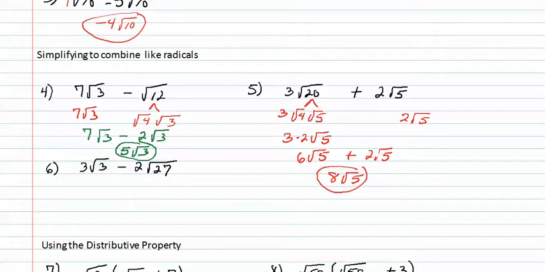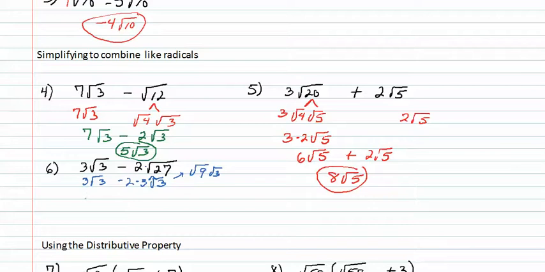Okay, number 6. I look and I say, okay, can't do anything with this 3 radical 3. I keep my negative 2. Can I now simplify that? I'm going to do it over here to the side. Can I do a radical 9 and a radical 3? What's the square root of 9? It's 3, but remember, this is multiplication, so I need to put a little multiplication sign right there. Radical 3.